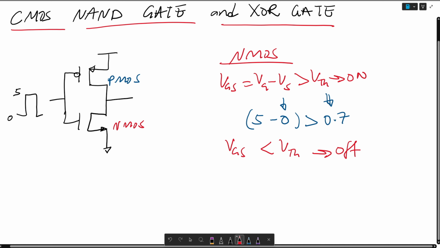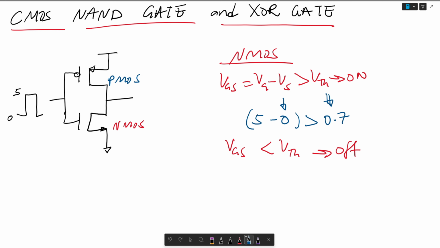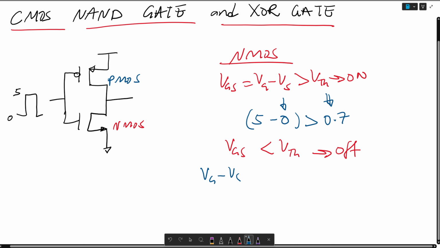Or we could say that when VG minus VS is equal to 0 minus 0, which is less than 0.7. In this case, VG is 0 and VS is 0. The MOSFET is off.